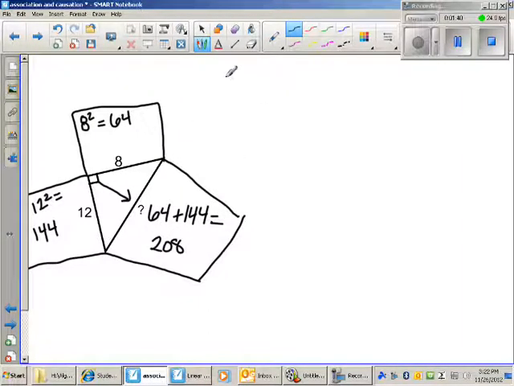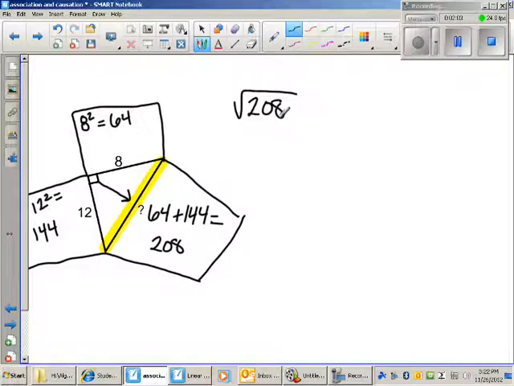This side length right here, let me get a different highlighter here. This side length right here is not 208. Okay, the 208 is the area of this square. So in order to get from the area to the side length, I have to square root. So I would type square root of 208 into my calculator.